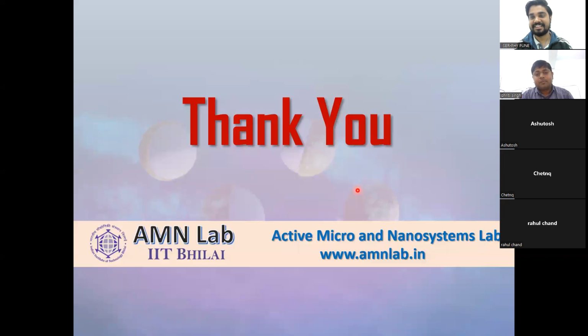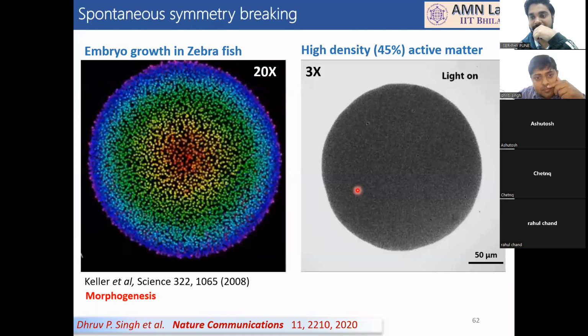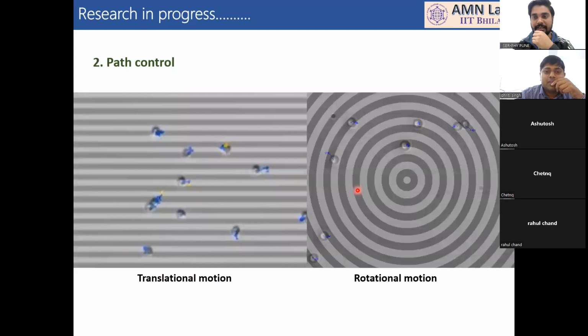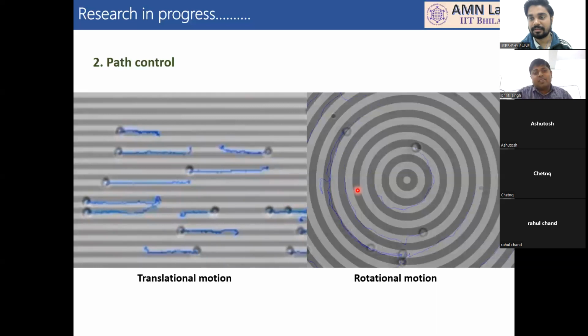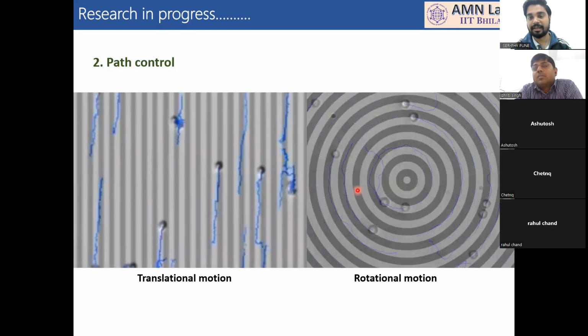I have a question. Can you go back to the slide where you showed some pattern? You show some pattern where the active particles are moving. Then you impose some pattern, then the particle. What kind of pattern is it? This is a light pattern. Okay, with some SLM or something else? It's a DMD. So then the active particles are guided to move or follow the pattern, right?